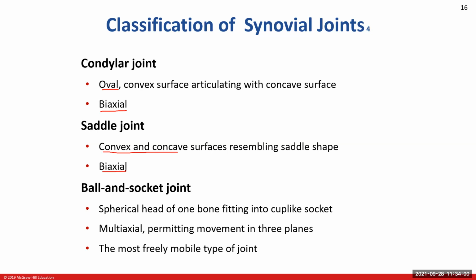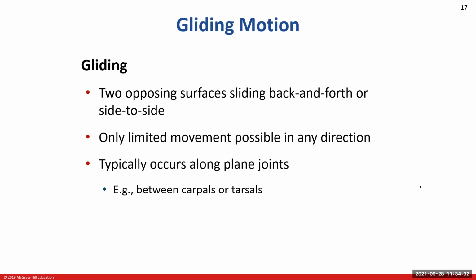And then finally, one of the coolest ones is the ball and socket joint. Literally, one bone is going to have this big rounded structure, and it's going to sit in this cup-like structure. These types of joints move in several different planes. They're the most freely movable type of joint. Your hip joint is an example of that, and your glenohumeral shoulder joint is another example of the ball and socket joint.